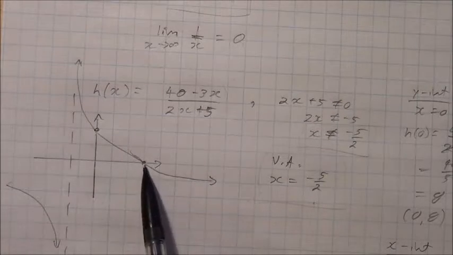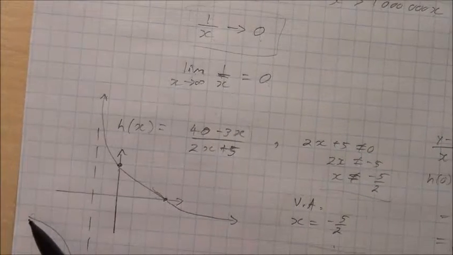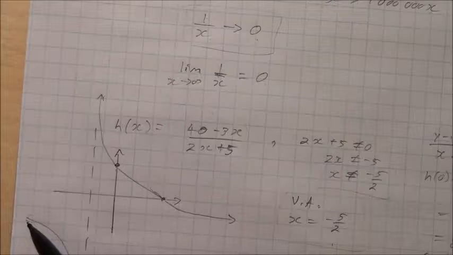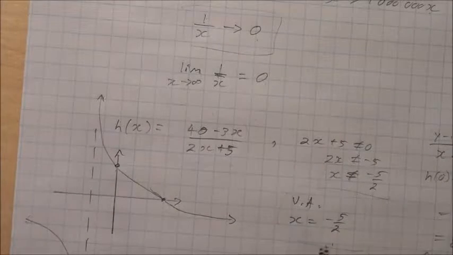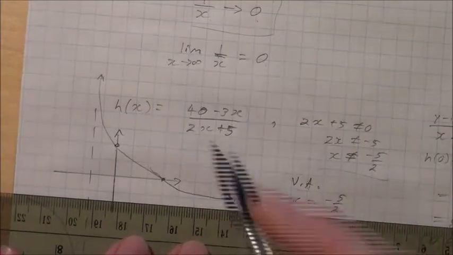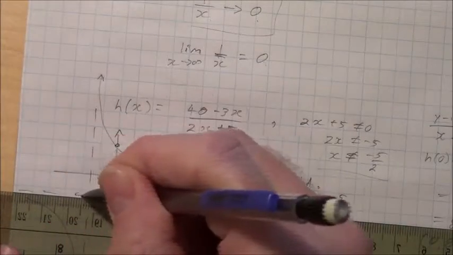And there's only one x-intercept, as we found here. There's only one of them. So that means that this part of the graph will not have a vertical asymptote here. So that means that there must be a horizontal asymptote somewhere down below, around here.